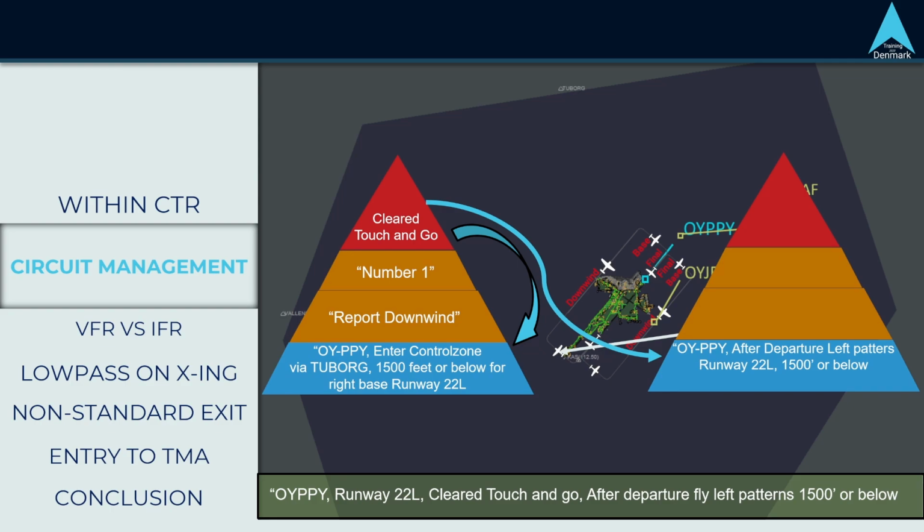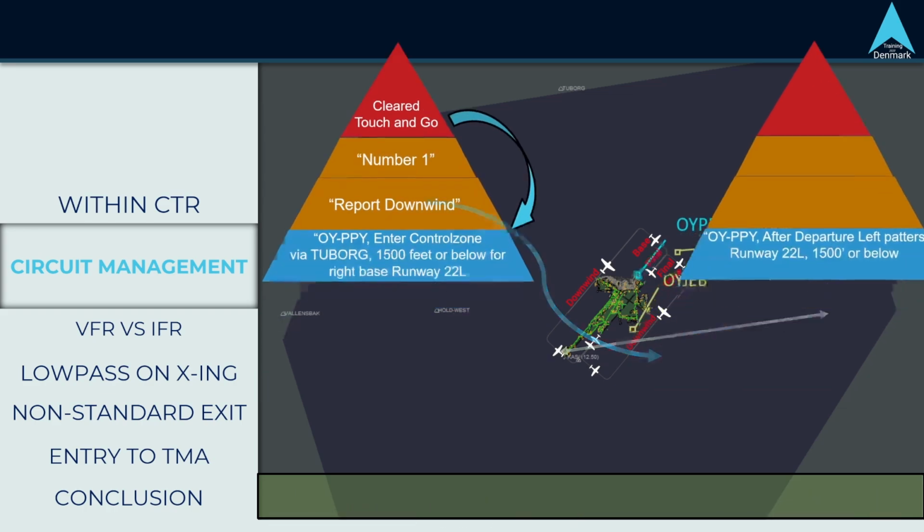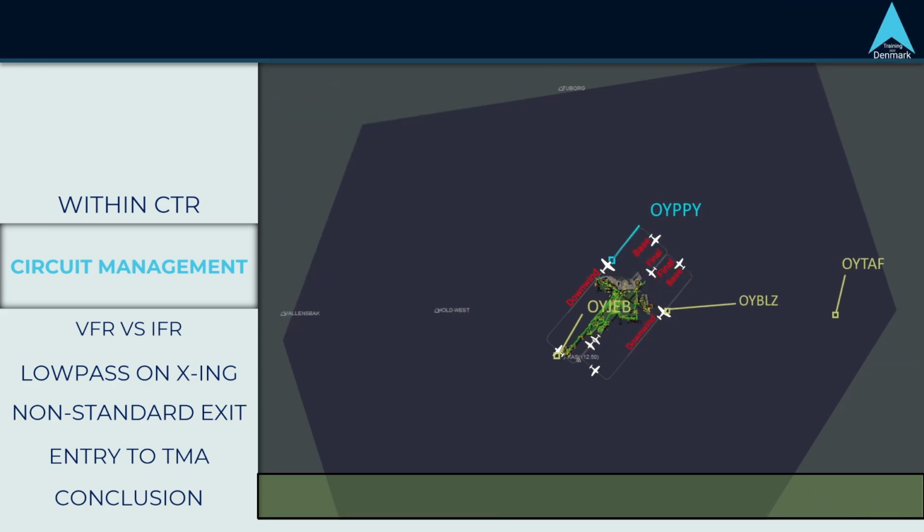This time, it resembles the departure part because, well, after his touch and go, he is departing. So we say, after departure, left patterns runway 22 left, 1,500 feet or below. That's it. And only need it when you need to change the foundation. If you look at Papa Mike Uniform Lima, he's just doing circuits, and the next one will be the same. And the one after that will be the same. So we just keep going and going with the same foundation. In general, if you have just VFR, it's relatively easy because they will just follow each other.